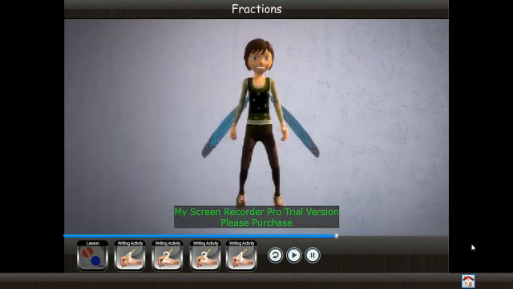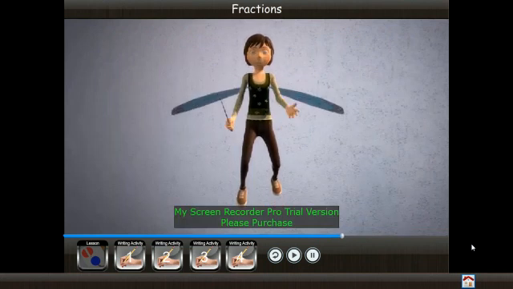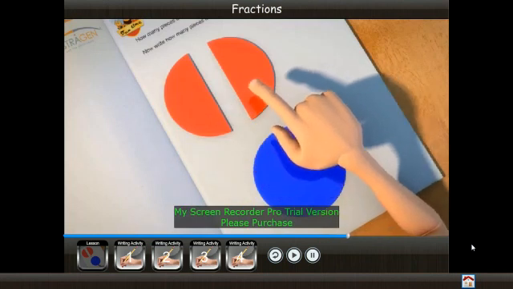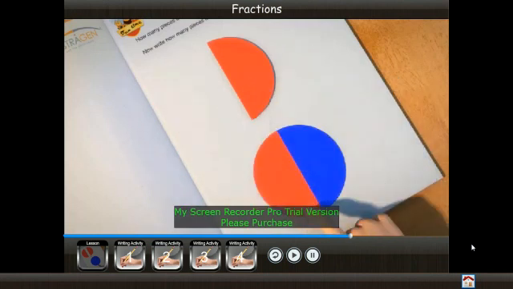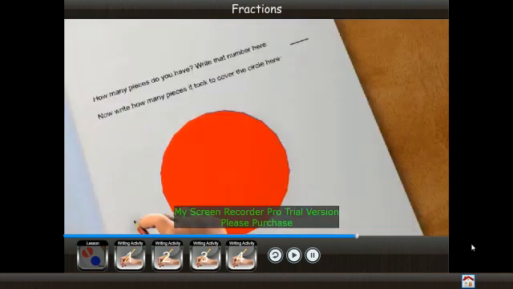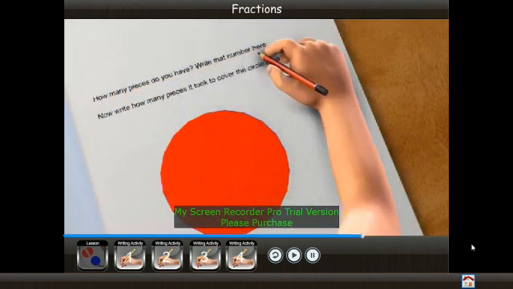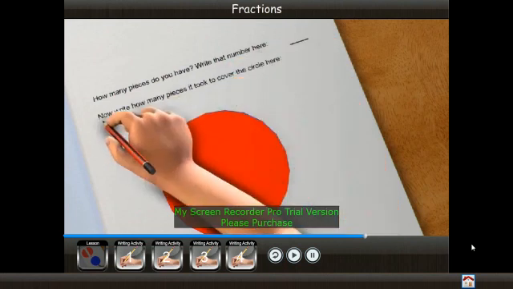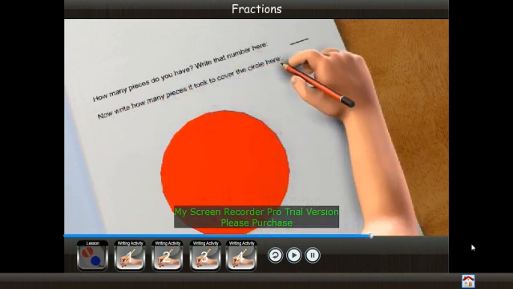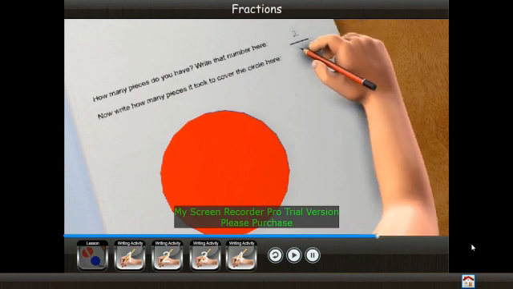Let us take the help of the circle and its pieces to understand further. Now look at the red pieces given as stickers. Lay both pieces on top of the blue circle so that they cover the circle. How many pieces do you have? Write that number above the line. Now write how many pieces it took to cover the circle here. You should have written a 2 on the top and a 2 on the bottom.